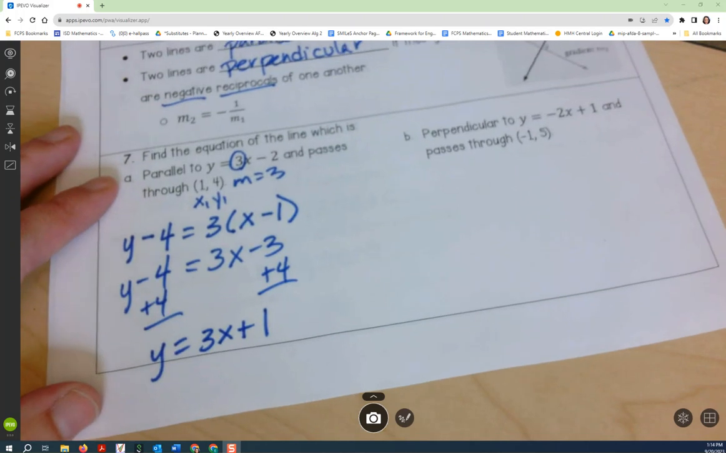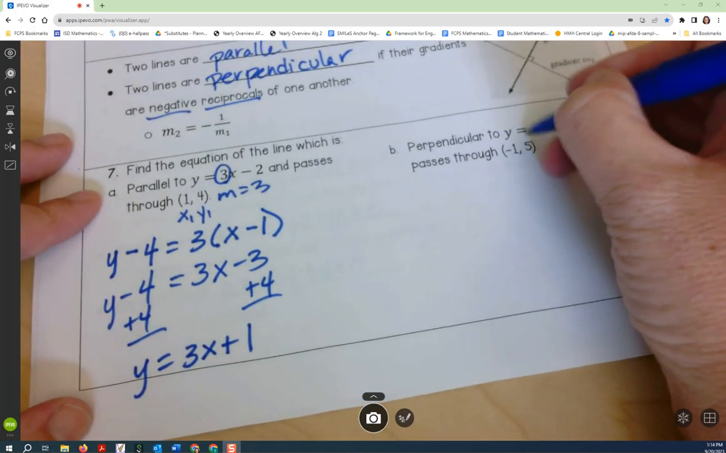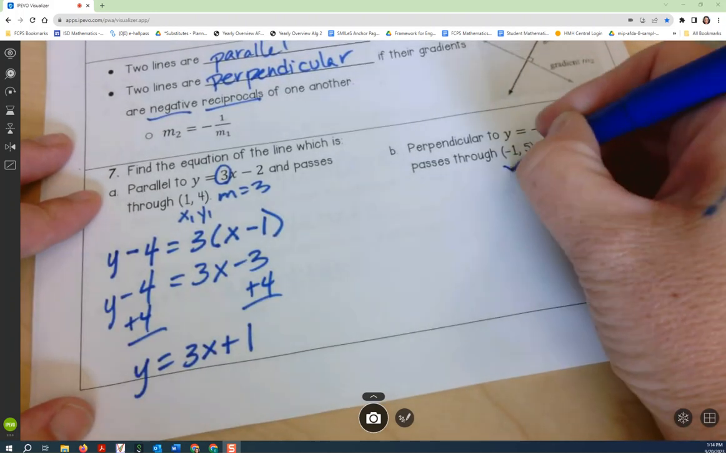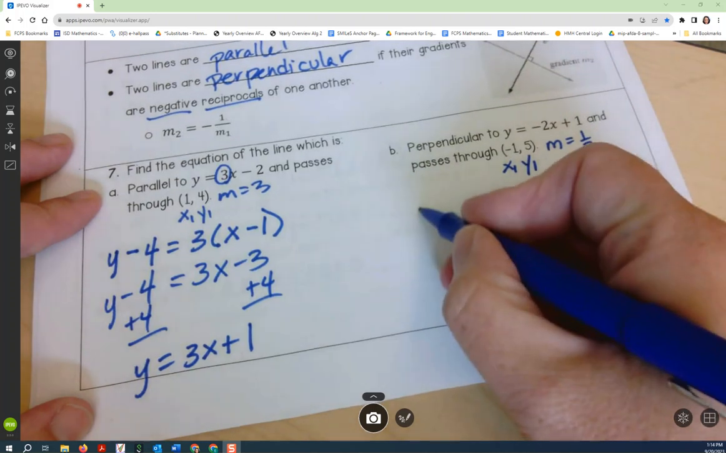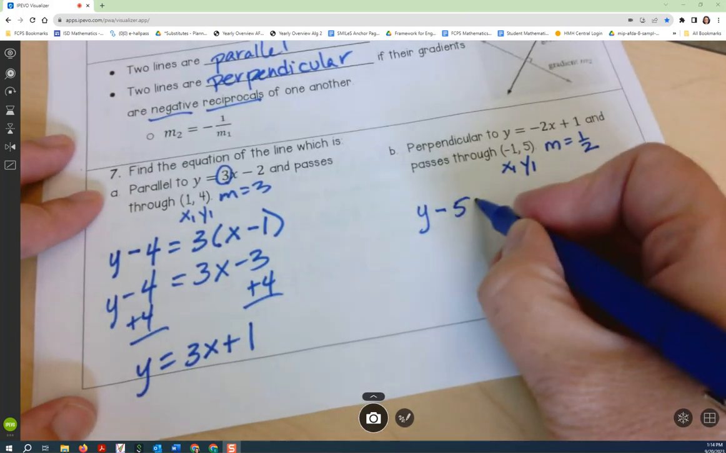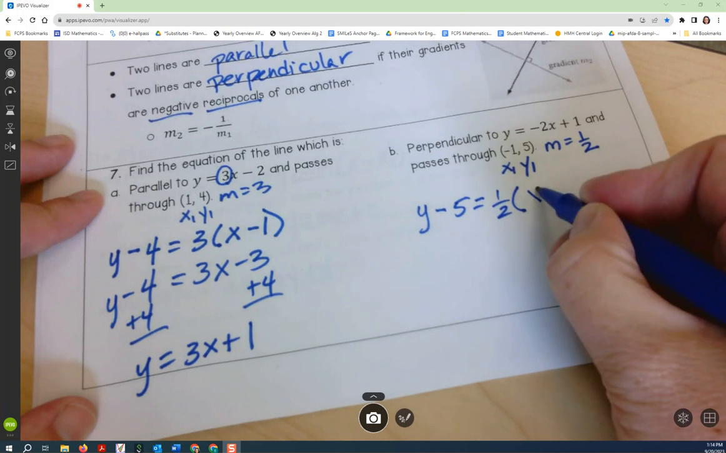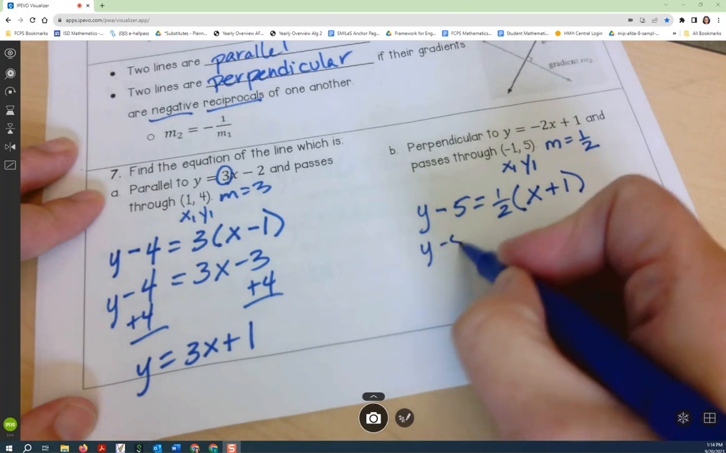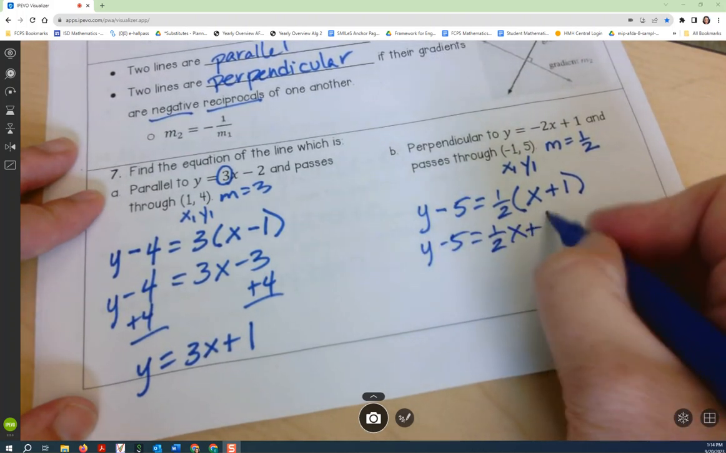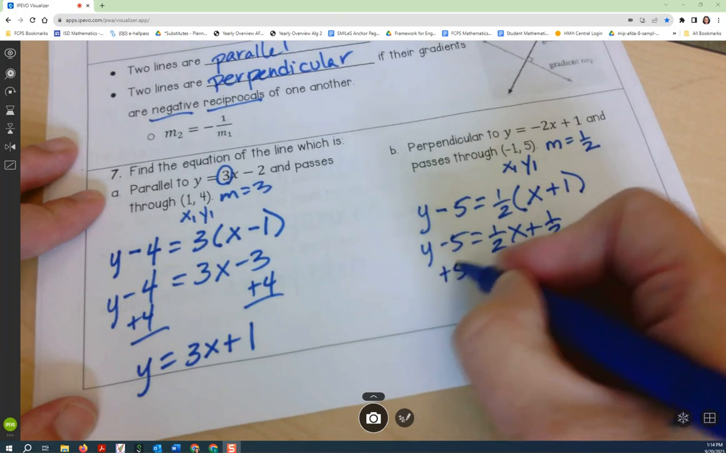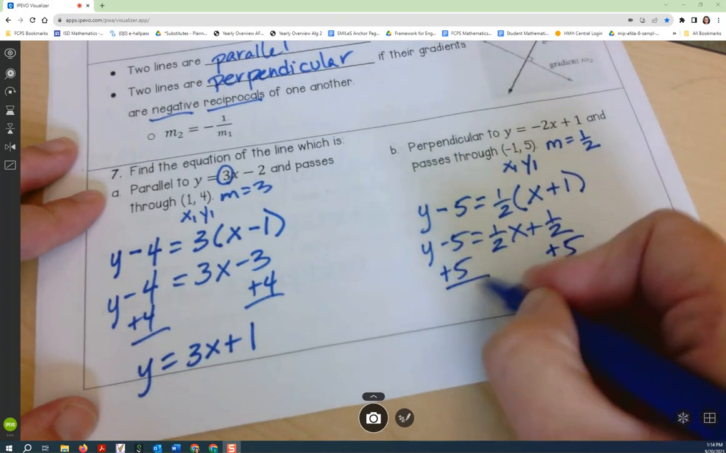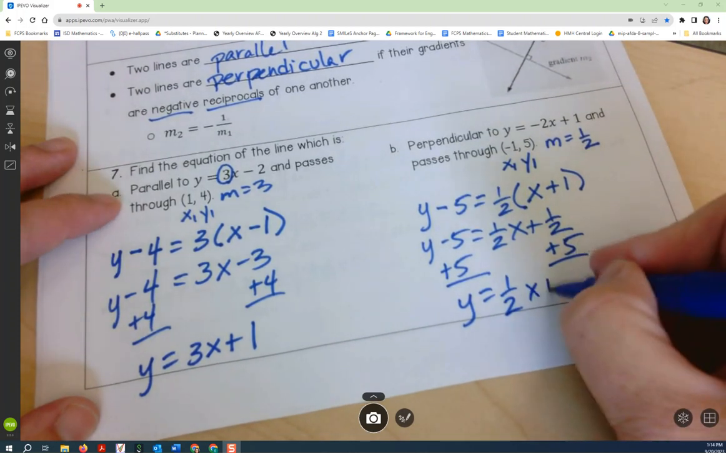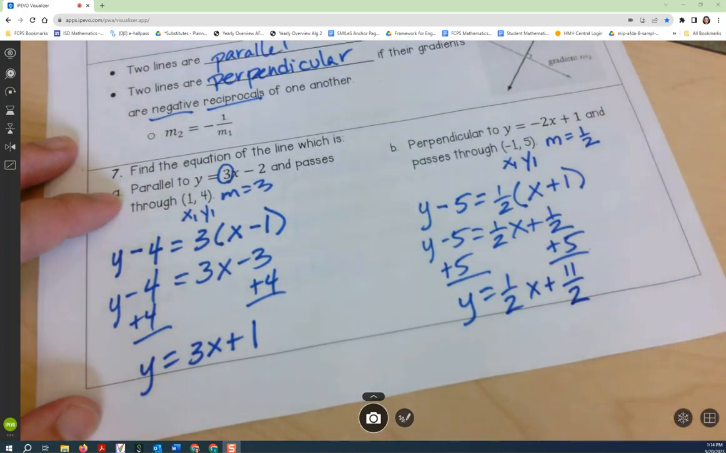And the last one is perpendicular to this one, so the opposite reciprocal of negative 2 is 1/2. So my slope is 1/2. I'll use this point for x1 and y1. So y minus 5 equals m times x minus negative 1, so plus 1. Distribute and add. So y equals 1/2 x, that 5 would be 10/2, so I have altogether 11/2.